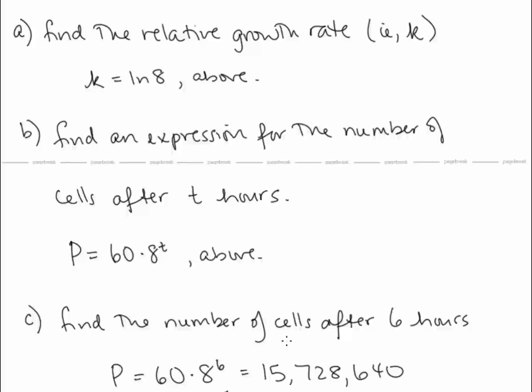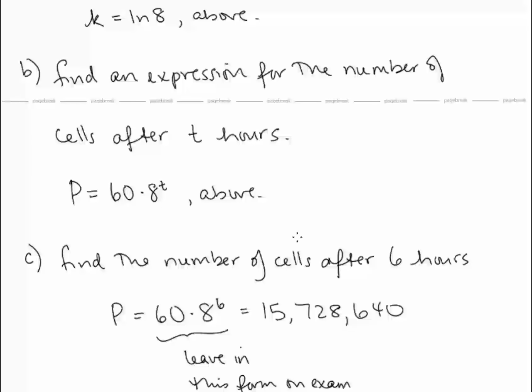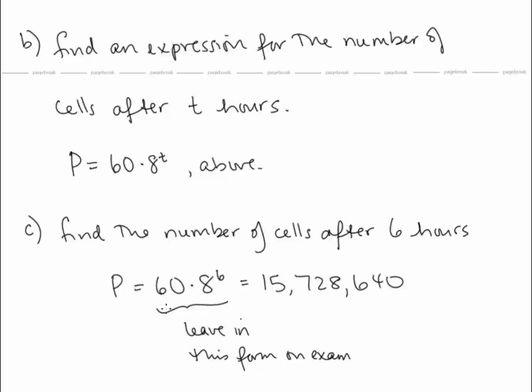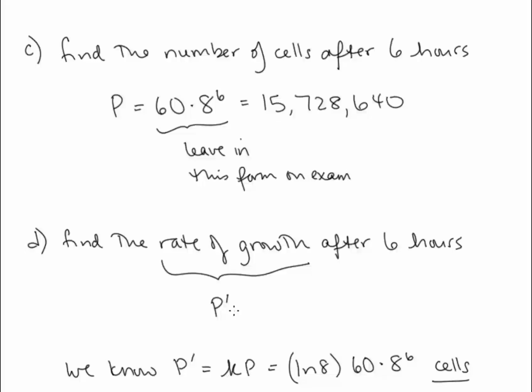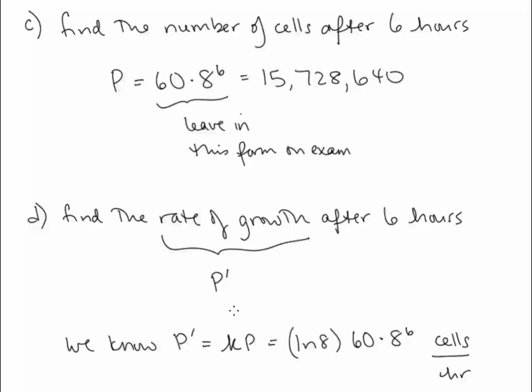Part C, find the number of cells after 6 hours. Well, all we need to do is plug 6 in for t here. Now, since you're not going to have a calculator on your exam, you're going to leave this as 60 times 8 to the 6th. Part D says, find the rate of growth after 6 hours. Remember, rate of change is derivative, so rate of growth is going to be P prime here. They're asking for P prime after 6 hours.